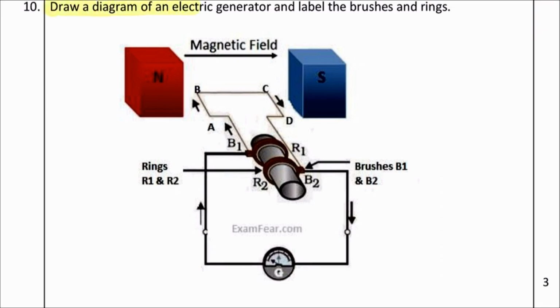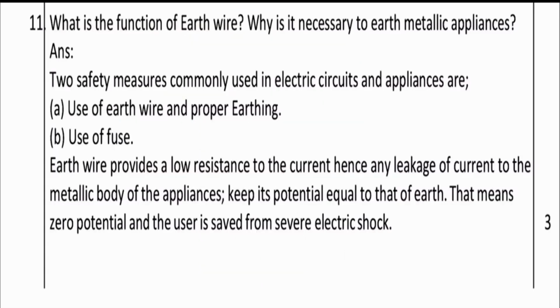Draw a diagram of an electric generator and label the brushes and rings. Here is the diagram. If you want, note it down. Next question. What is the function of earth wire? Why is it necessary to earth metallic appliances?